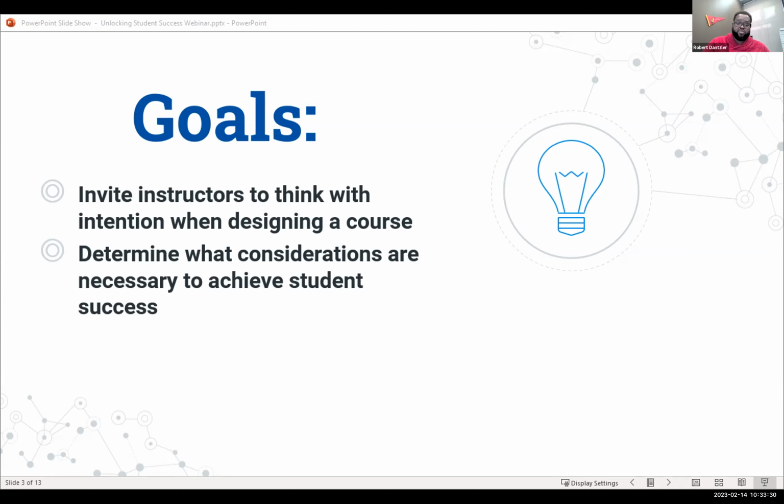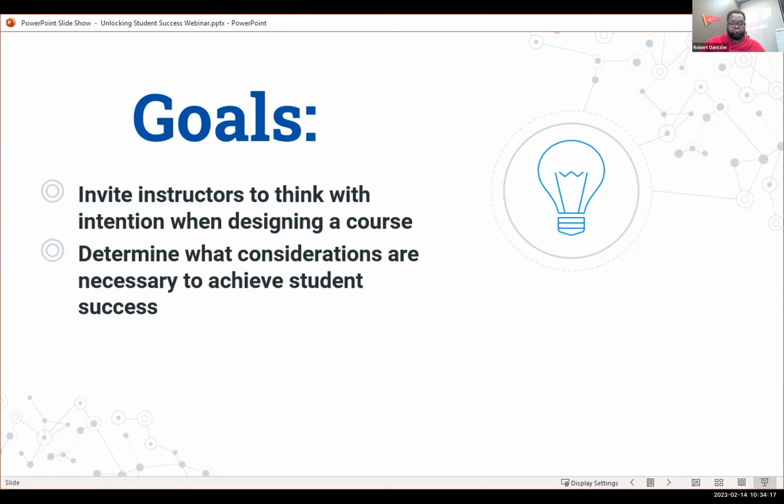So we're going to jump right into it. Today, again, we're talking about unlocking student success, course design for all learners. And very simple, there are just a couple of goals that I want to work towards and hopefully accomplish today. Well, not necessarily just limited to today, but give folks something to think about going forward. So I want to invite instructors to think, with intention, when you design a course, about what it is that you're trying to achieve and do, and also to determine what considerations are necessary to achieve student success. So just very simple, that's what we're doing today.